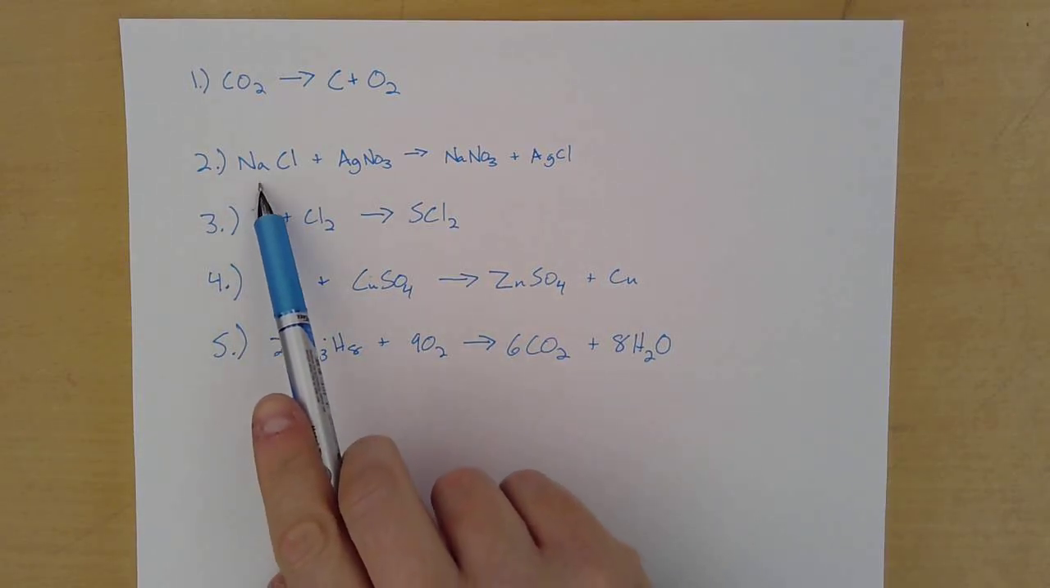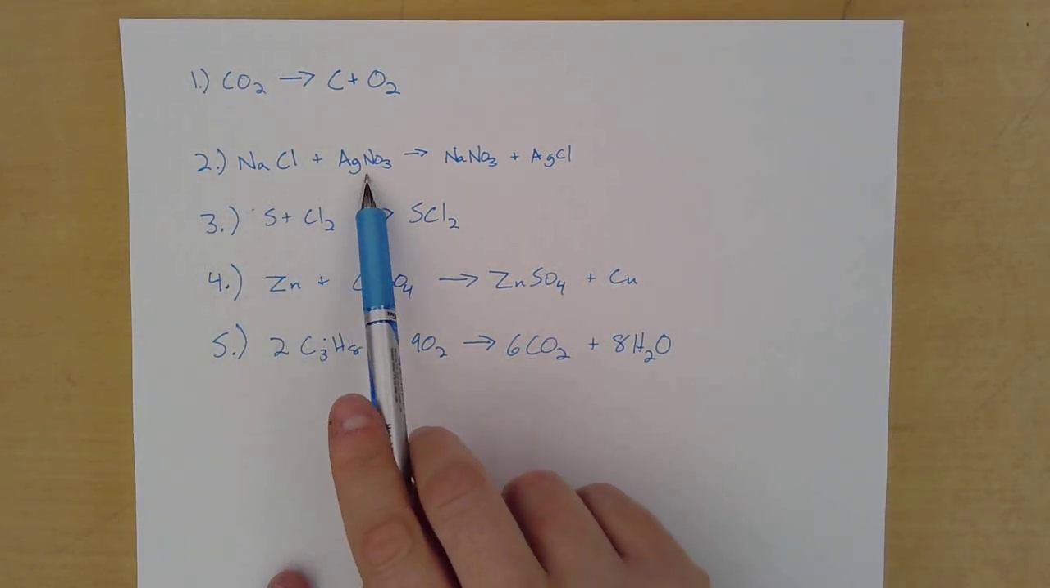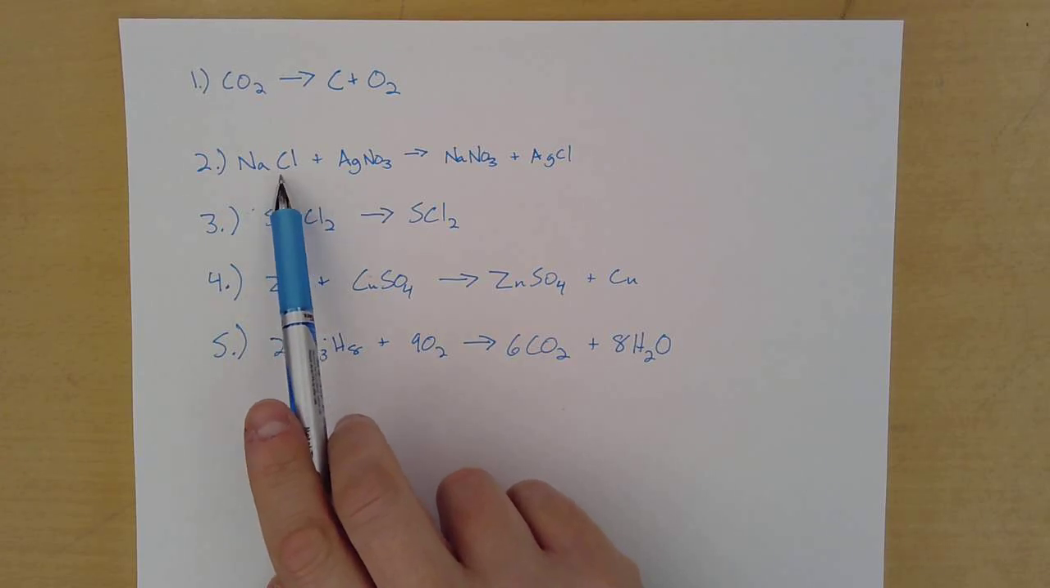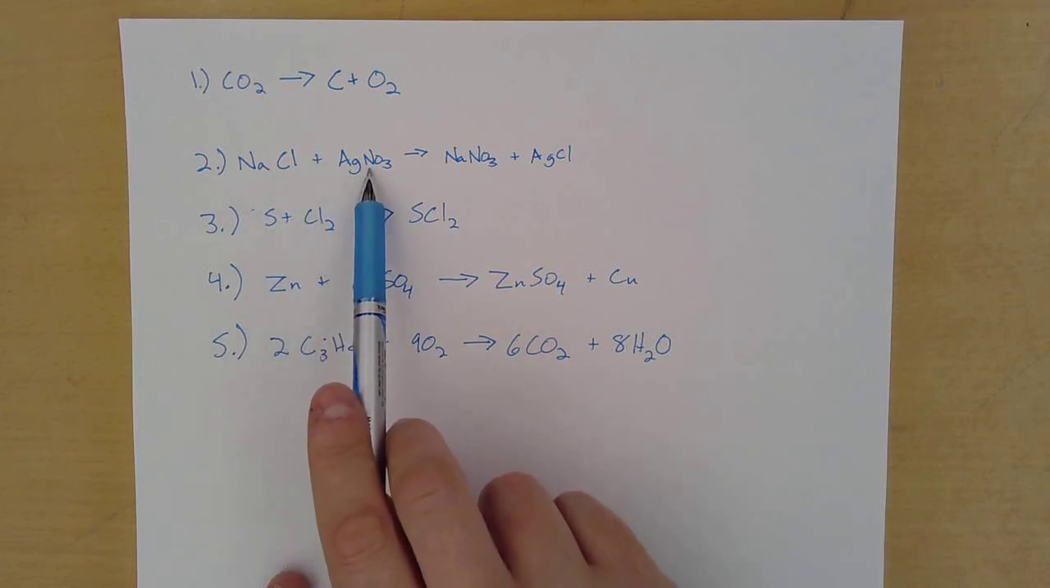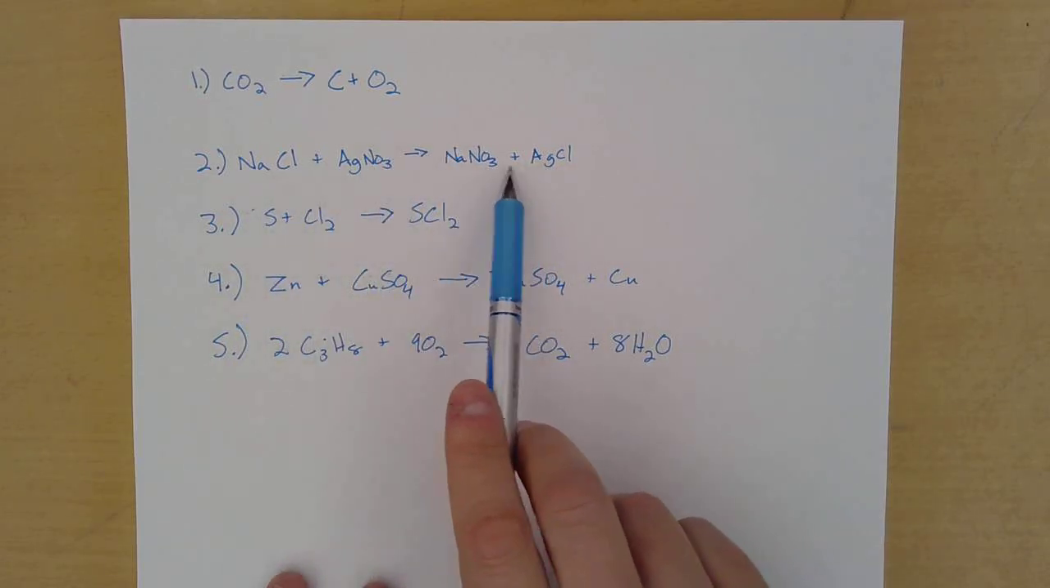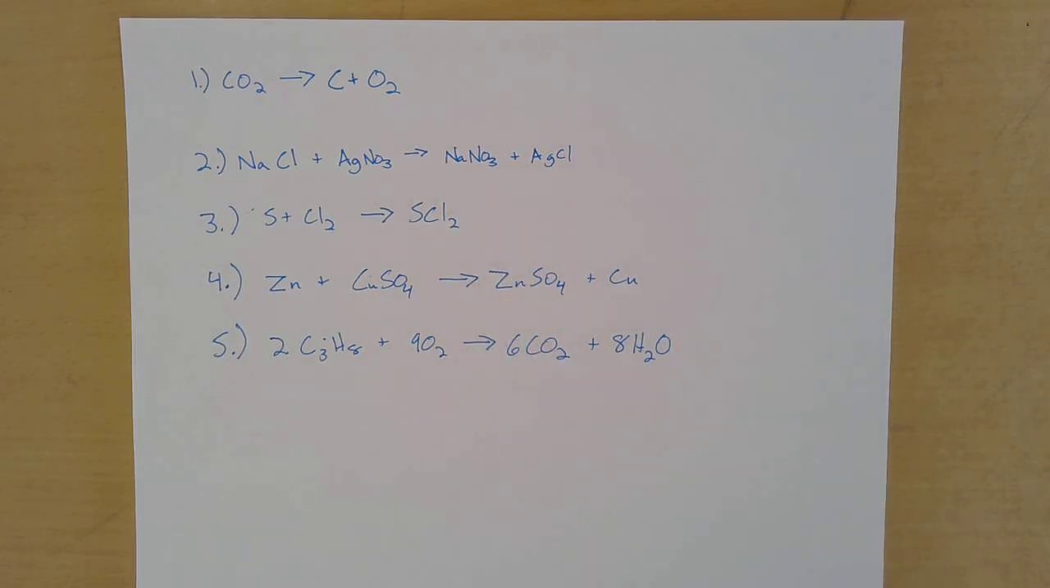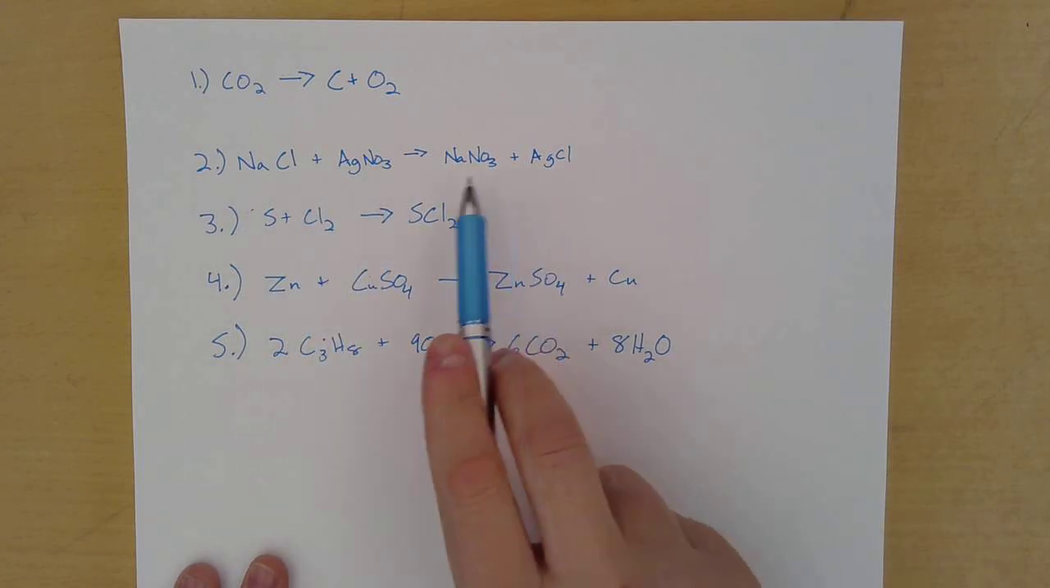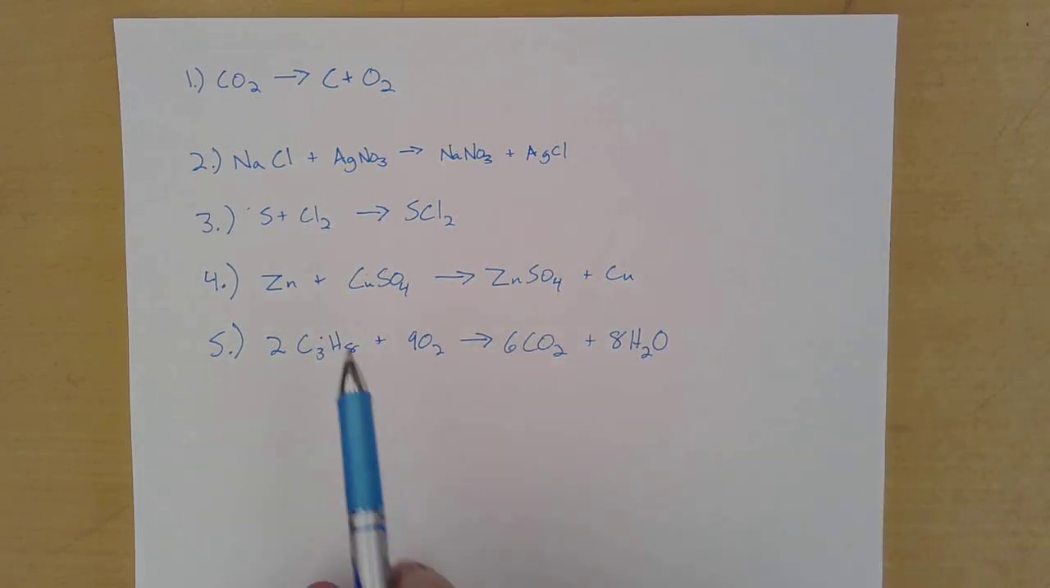Okay, let's look at our next one. We have sodium chloride and silver nitrate. So we got these 2 compounds going in. We have 2 different compounds coming out, so 2 ionic compounds. I didn't say it, but there is a solid that forms. This is a double replacement reaction. Okay, so the partners are just changing with each other.